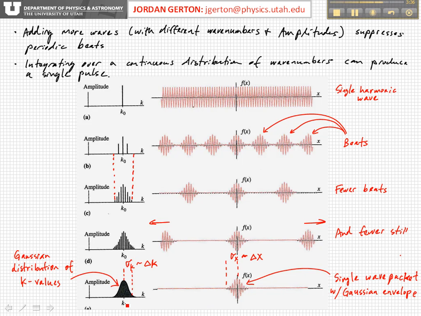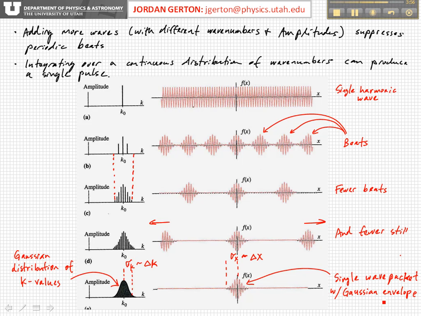so if we look at this again, we start from a single harmonic wave, and we add in a few, in this case two extra waves at different wavelengths and different amplitudes, then we get beats. We get fewer beats if we add in more waves. We get fewer still when we add more. And then finally, if we have a continuous distribution, we can get a single wave packet.